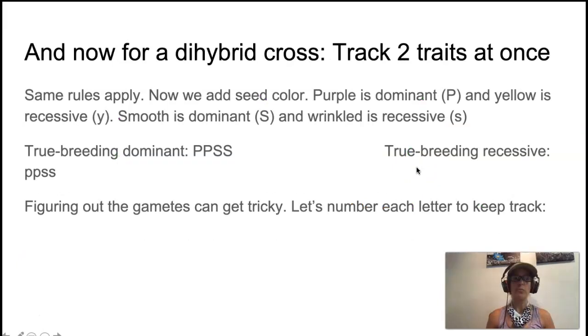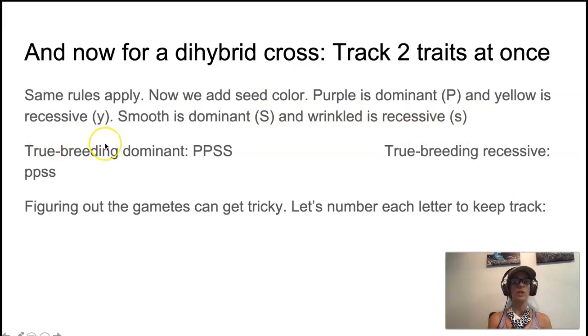A dihybrid cross means we're going to be looking at 2 characteristics at the same time. So we're going to look at color and shape. Purple is dominant, uppercase P. Yellow is recessive, lowercase p. Smooth is dominant, uppercase S. Wrinkled is recessive, lowercase s.